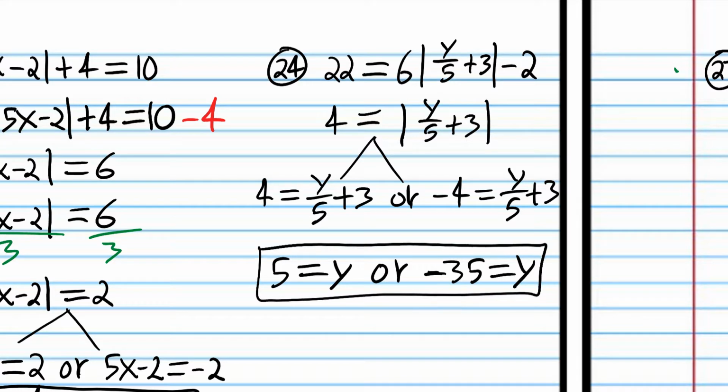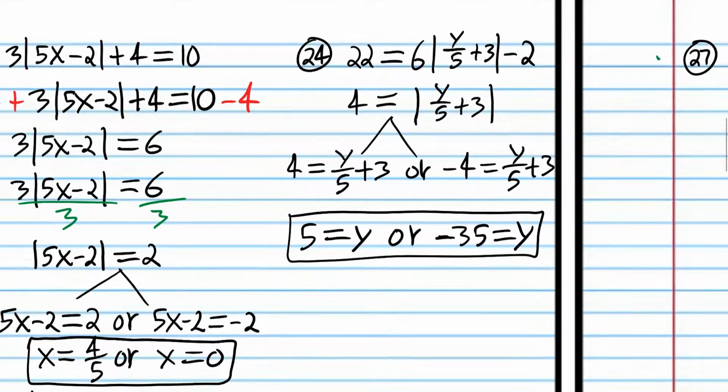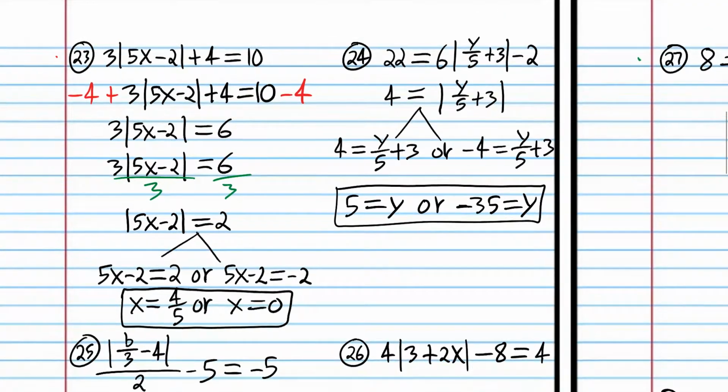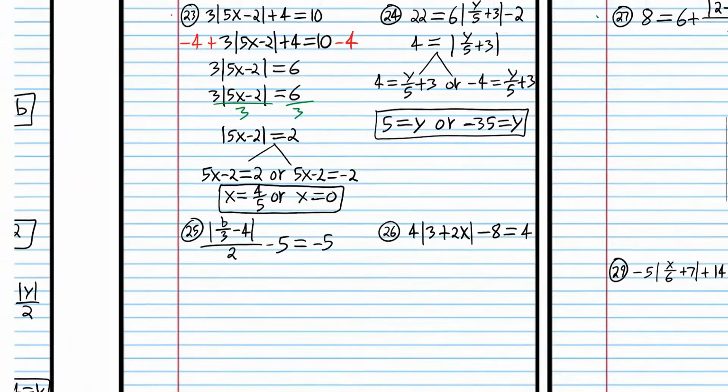And again, if you doubt that your answer is correct, you can just plug it in. So plug in 5. 5 divided by 5 is 1, plus 3 is 4. Absolute value of 4 is 4. 4 times 6 is 24. 24 minus 2 is 22. Now plug in negative 35. Negative 35 divided by 5 is negative 7. Negative 7 plus 3 is negative 4. Absolute value of negative 4 is 4. 4 times 6 is 24. 24 minus 2 is 22. I'm sorry if I'm going fast, but I'm just demonstrating the point that you can plug it back in and make sure that your answers are correct.